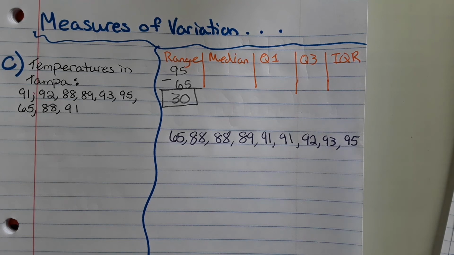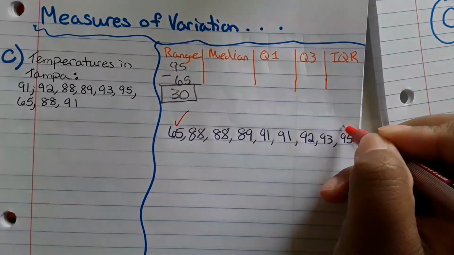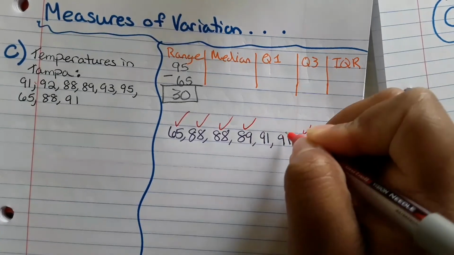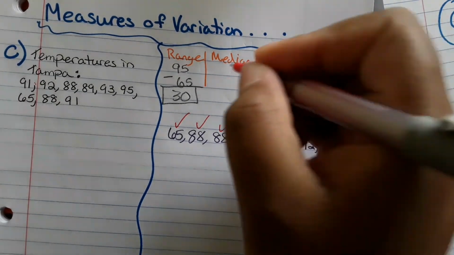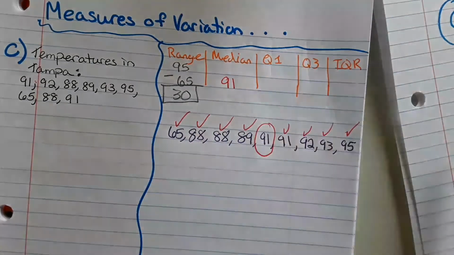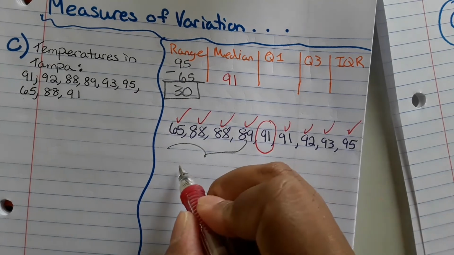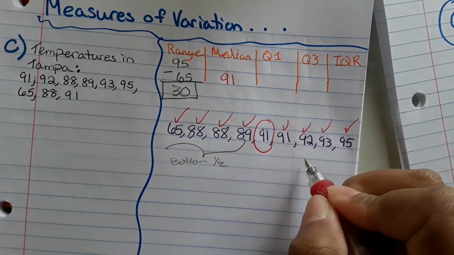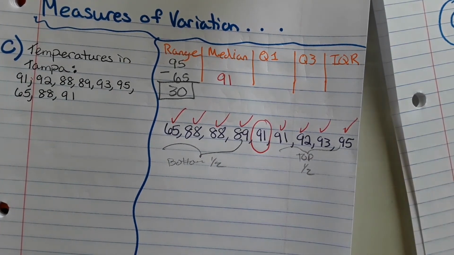All right. So we have them ordered. Now we just mark them off. So small, big, small, big, small, big, small, big, and smack dab in the middle is 91. That's our median. So that 91 broke it up into 2 sections, our bottom half of the data, and then our top half of the data. Excellent.